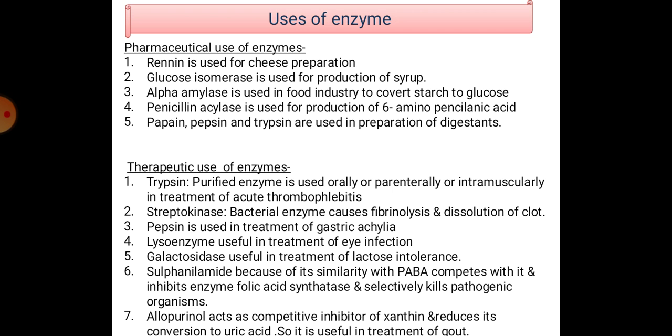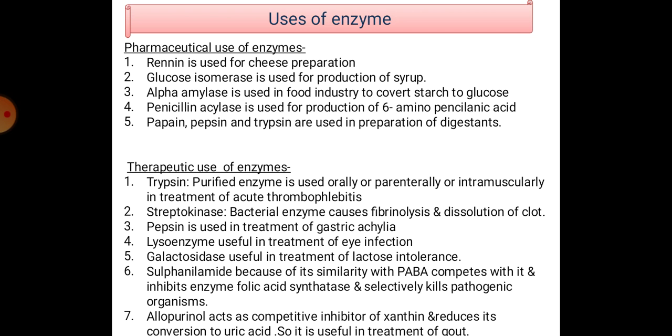Penicillin acylase is used for the production of 6-aminopenicillanic acid. Papain, pepsin and trypsin are used in the preparation of digestants. Therapeutic uses of enzymes: trypsin. Purified enzyme is used orally, parenterally or intramuscularly in the treatment of acute thrombophlebitis. Streptokinase is a bacterial enzyme that causes fibrinolysis and dissolution of clots.